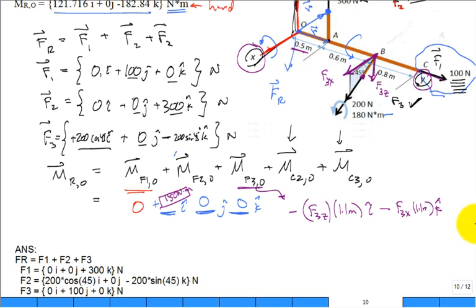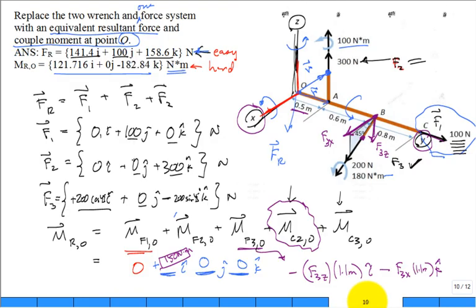All right, what about this one? Let me just clean up the page a little bit. What about this moment, this couple part of that wrench, which I'm calling the second, this is 2? How do I express that as a vector? Is this nothing in the I, nothing in the J, and 100 in the K, units of Newton meter? Is that what that is? Yeah, that's what it is.